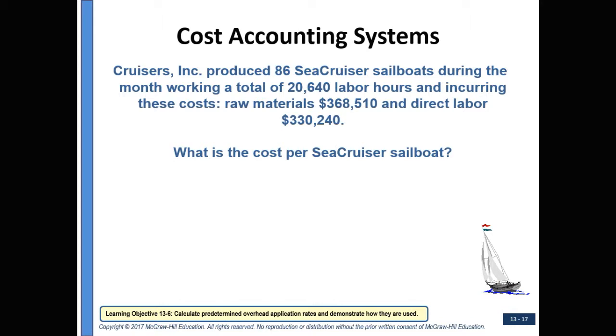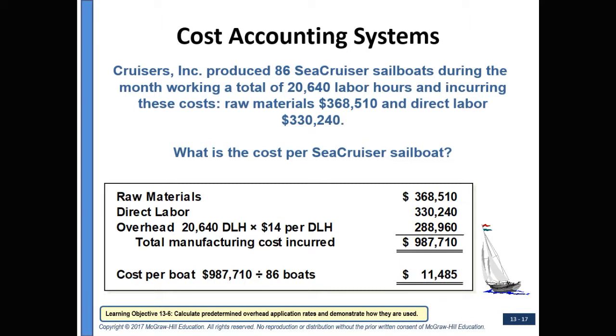So Cruisers produced 86 sea cruisers, which are sailboats, during the month. There was a total of 20,640 labor hours that were incurred, as well as the additional costs of raw materials of $368,510 and direct labor of $330,240. So we're going to determine what is the cost per sea cruiser sailboat.